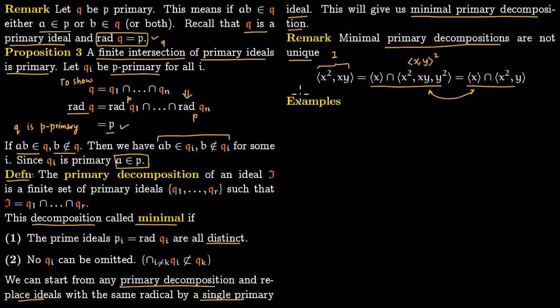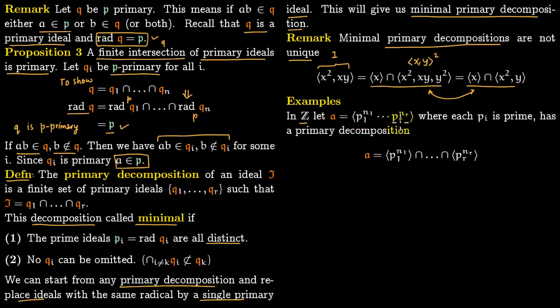So let us do some examples. In the integers, say an ideal is given like this, just a product of prime numbers. So some number, and we have just decomposed it into its product of prime numbers and corresponding powers, where each pi is prime. Now this ideal (a) has a primary decomposition of this form: (p1^n1) intersection (p2^n2), all the way to (pr^nr). So this is the standard primary decomposition.